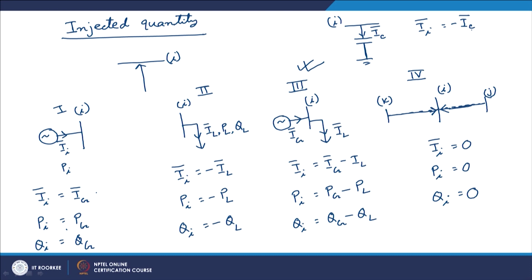So, the central point which needs to be remembered is that the injected quantity is nothing but the current or power which is being injected to the bus in shunt from the shunt connected elements, not the current or power which is coming to any bus through the transmission line or the transformer.